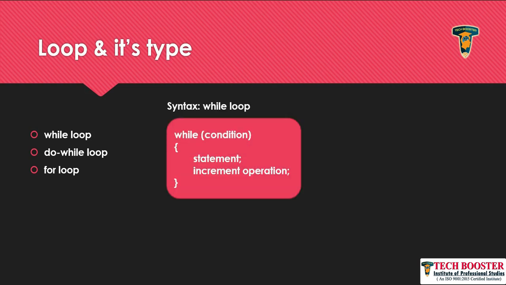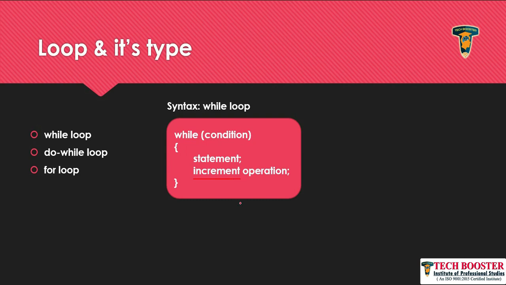So here first of all I need to use this while keyword, and then within this parenthesis I need to use my condition. And then within this curly bracket I need to have my statements. My statements are nothing but the lines of code we want to execute. And then at the end you need to have your increment operation, how you want to increment your loop. So this particular operation can either be an increment operation or a decrement operation.